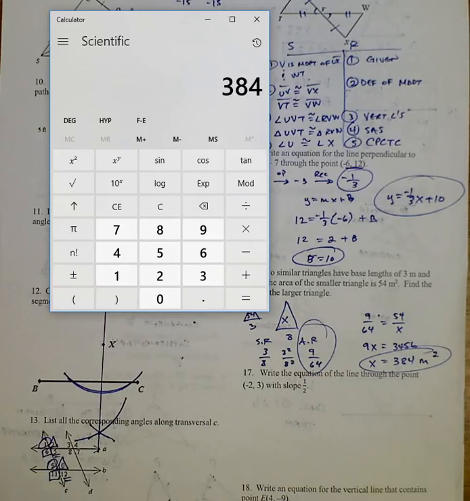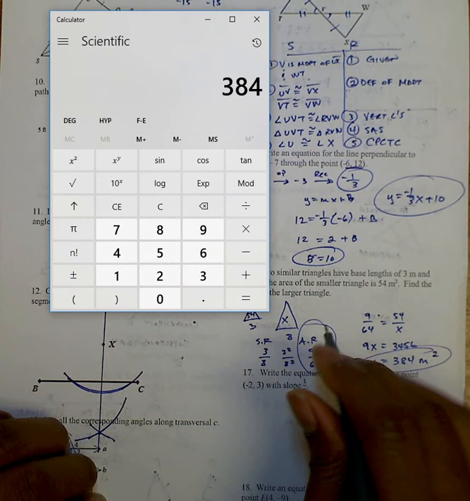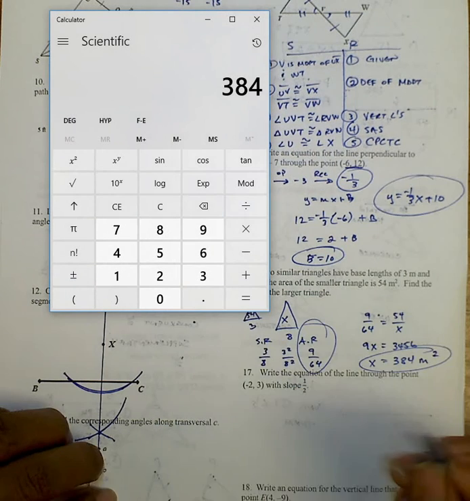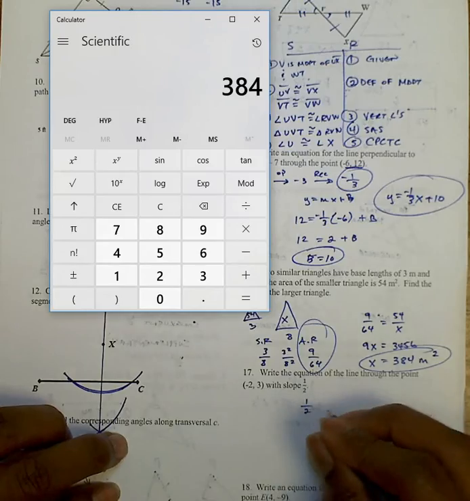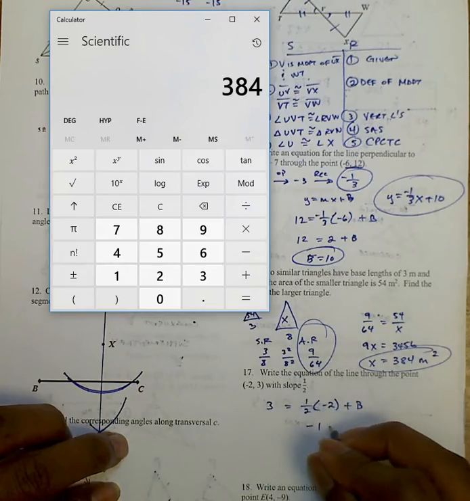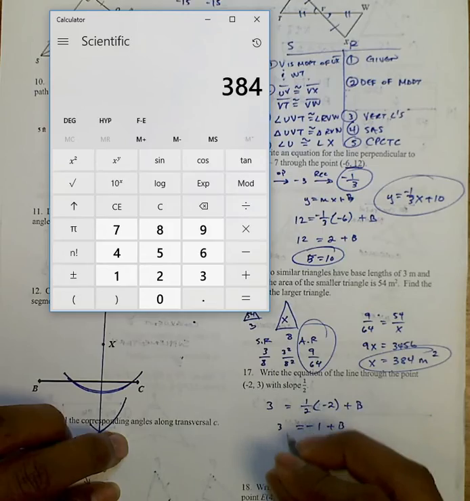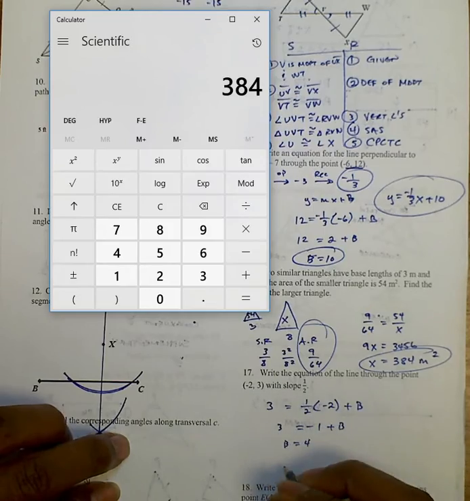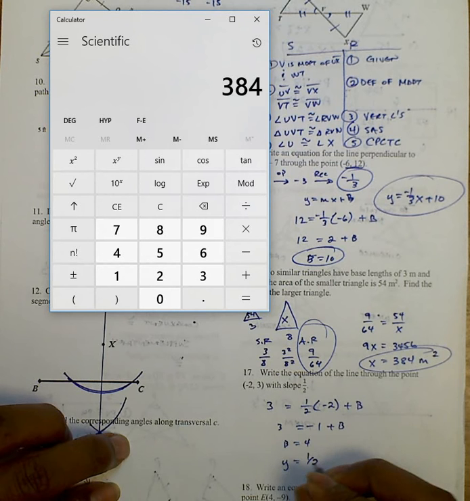Number 17 says write the equation of the line through the point negative 2, 3 with slope 1/2. So it's really just like 15, except we're just going through and plugging in our information. So our x is negative 2, our y is 3. We'll solve it. It gives us negative 1 plus b equals 3. B is 4, so our equation will be y equals 1/2 x plus 4.